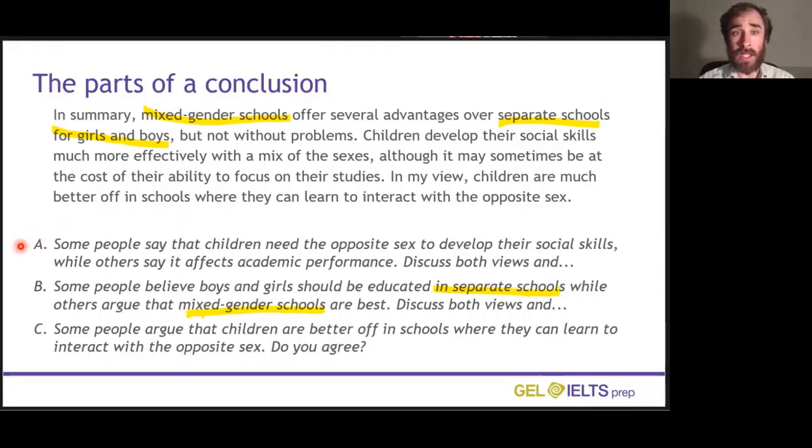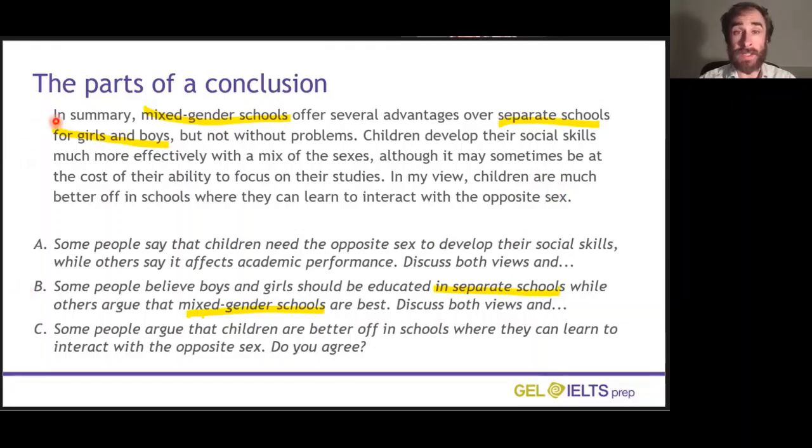Question A, it could not be. Some people say that children need the opposite sex to develop their social skills. Our second sentence says children develop their social skills more effectively with a mix of the sexes. So this comes from our body paragraph. We could not copy this idea from the question. C, some people argue that children are better off in schools where they can learn to interact with the opposite sex. Well, this was the point I made in my opinion. I'm not going to copy my opinion from the question.